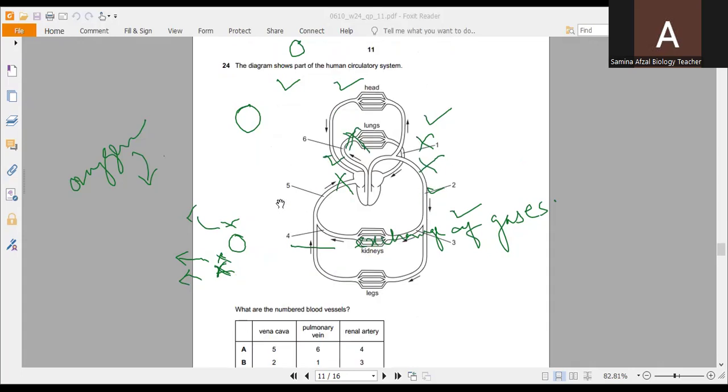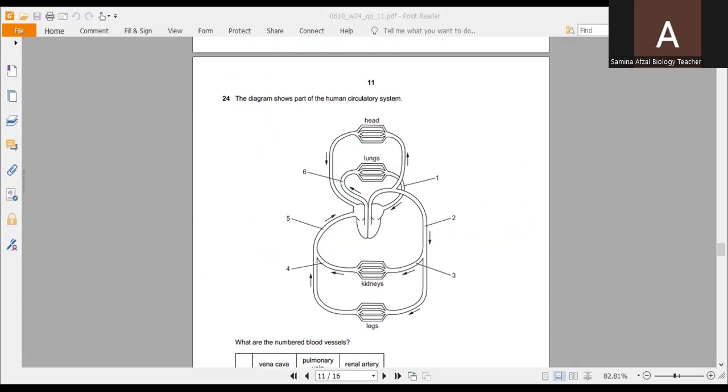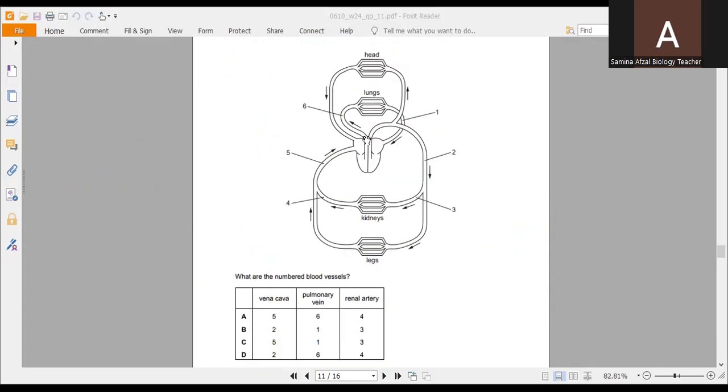Question 24. Question 24: the diagram shows part of the human circulatory system, and here they have 1, 2, 3, 4, 5, 6. So vena cava. First of all, we numbered blood vessels. Vena cava is the blood vessel which collects blood from different veins and pours that blood into the right atrium of the heart.